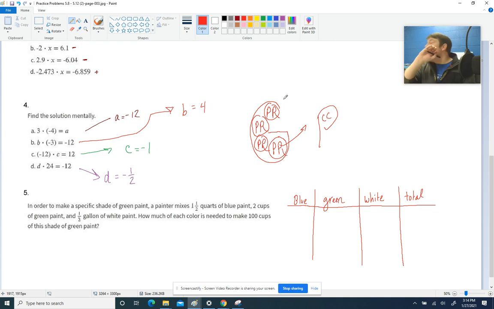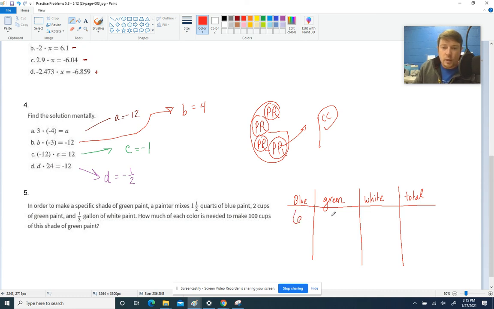All of these conversions can help you with this, and I would recommend putting everything in the same terms. I'm going to work with cups because that's what the final question asks for. I want to make 100 cups. So 1.5 quarts. A full quart would have 4 cups. A half a quart would have 2. So 4 plus the 2 means I've got 6 cups of blue.